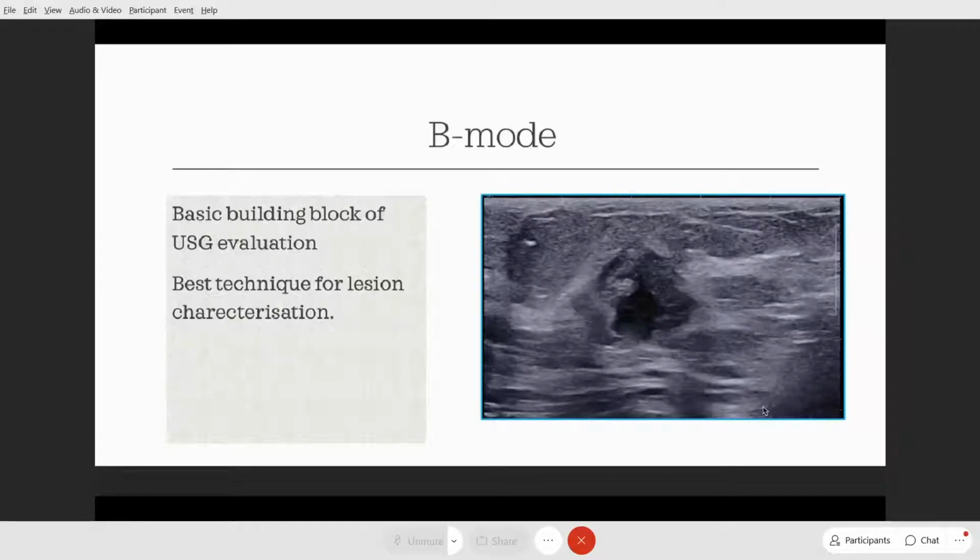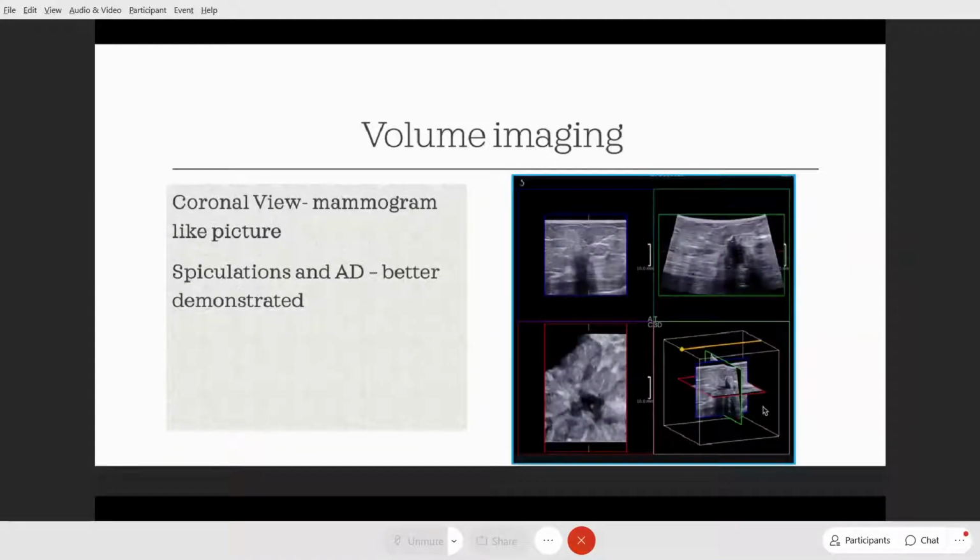This is still the best technique for morphological characterization of the lesion, which is the key important finding to characterize a breast lesion. The next is, in B-mode, we get a 2D image. Many a time the subtle abnormalities which are non-mass abnormalities, like an architectural distortion or a spiculation, which we appreciate well on a mammogram, are hardly appreciated on a 2D image. See, for example, look at this example.